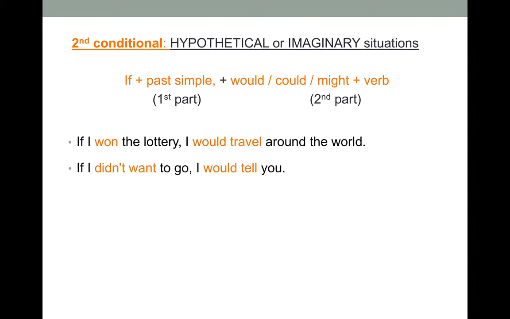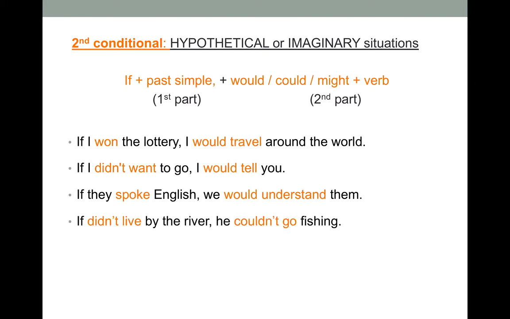Okay? And in the second part of the sentence, we use would, could, or might, or any other modal verb. Now, the most typical is to use would. If I won the lottery, I would travel around the world. If they spoke English, we would understand them, etc. But sometimes we want to express more than simply would, so it's perfectly okay to use could or might.